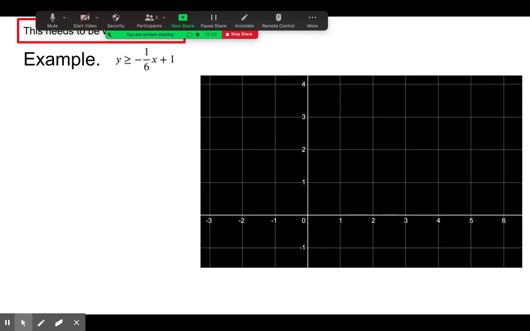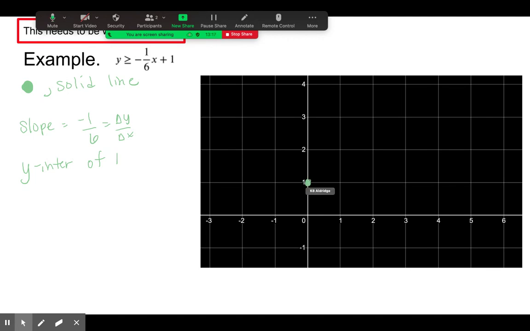Your last and final example. So we see that we have the line y is greater than or equal to. Because it's equal to, we use a closed circle, and we're going to use a solid line. We know that we have a slope of -1/6, so change in y over change in x. We have a y-intercept of 1. So first thing, find the y-intercept and use a closed circle.